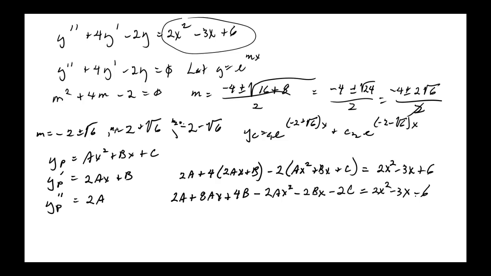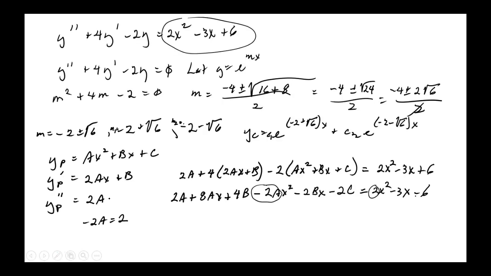Now, you could combine them first, but I'm going to wait and do that for just a minute, because here I see that minus 2ax squared has to equal 2x squared. Those are only x squared terms, right? So if those two are equal, minus 2ax squared has to equal 2x squared. So that tells us minus 2a is equal to 2. Okay, so what is a? So it's going to be negative 1. Okay, we got our a.